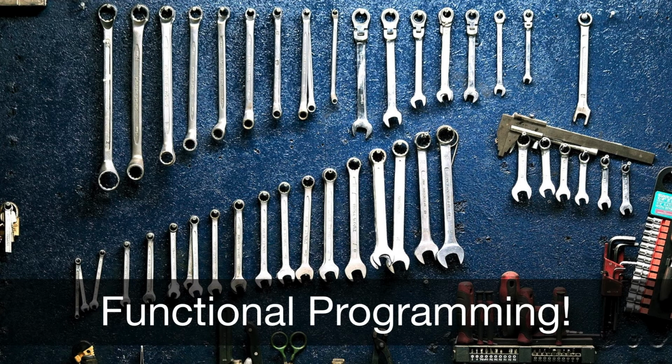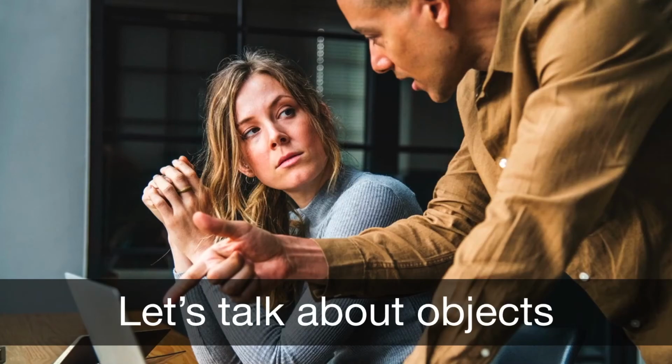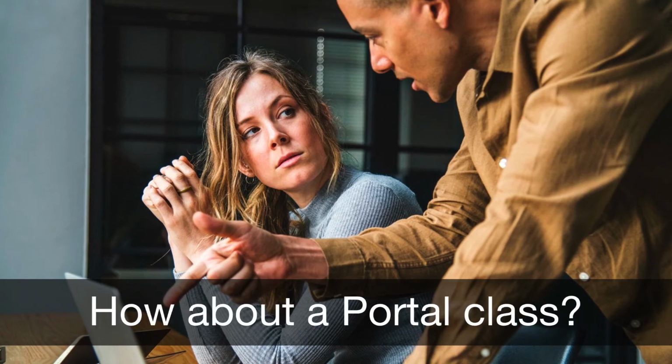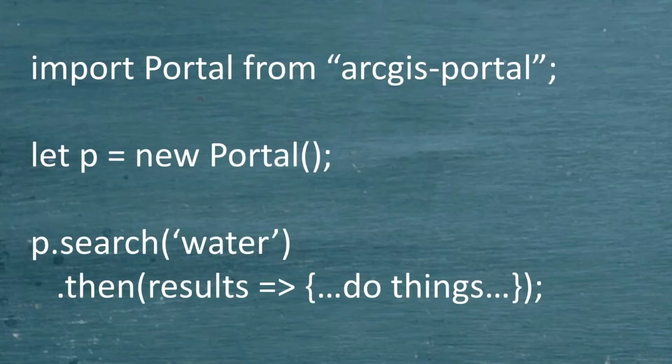So to explain how we get to that, the easiest way is to talk about, what if we did this as objects, right? What if we said, okay, let's build a portal class, and how would it look if we did that? And this is what the code would look like, something like this, right? Import portal from some package, create a new instance of the portal, and then execute a search or whatever.